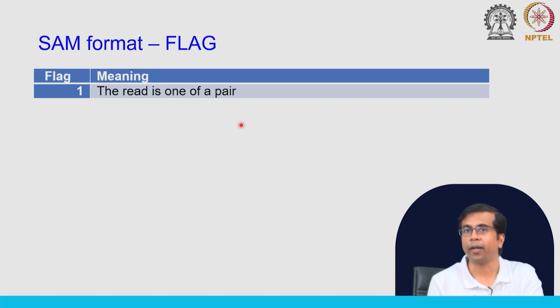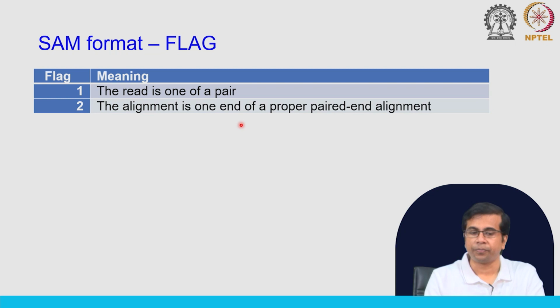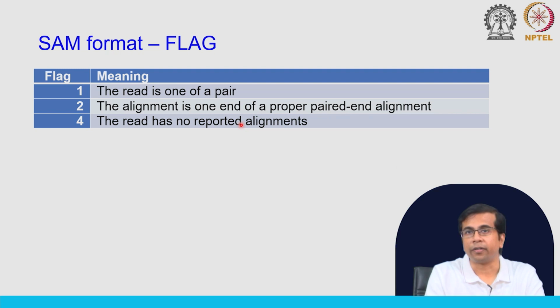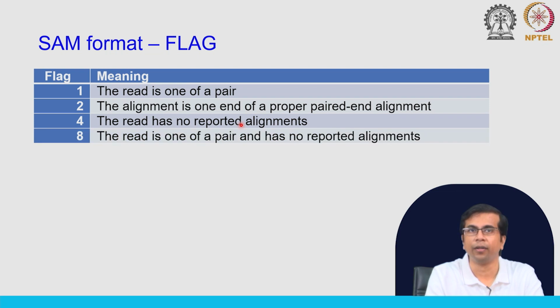So, flag 1 will be applied when a read is one of a pair. Now you can imagine if you are dealing with single end sequencing data, you will not apply this flag on your read. Then you have flag value 2, which means the alignment is one end of a proper paired end alignment, again applying to paired end data. This will not be applied in case you are dealing with single end data. Then you have flag 4, not 3, flag 4, and it is applied when the read has no reported alignments. This is something that will apply to single end as well as paired end data.